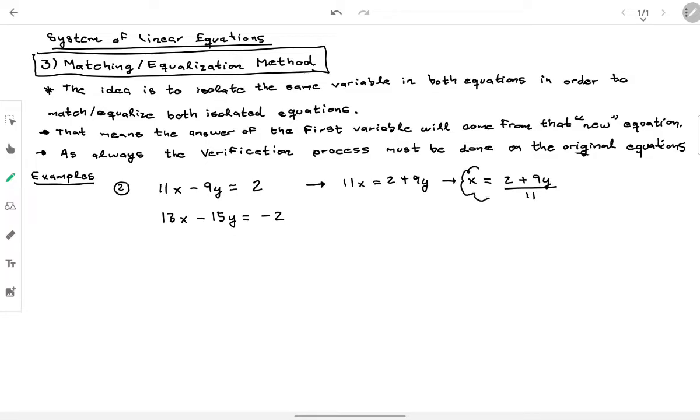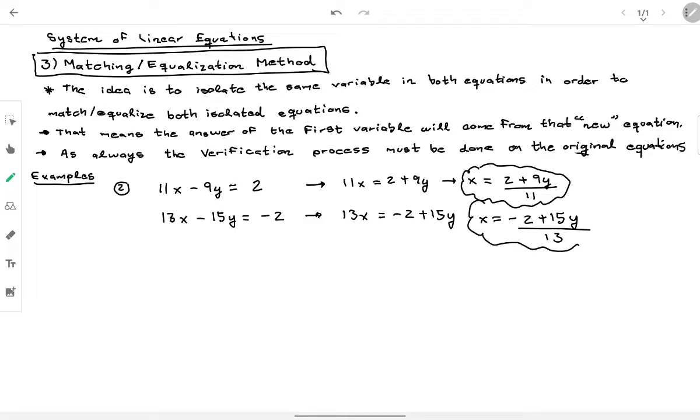So we have already isolated the x. We need to do the same on the second equation. It's going to be 13x equals minus 2 plus 15y. X equals minus 2 plus 15y, all of it divided by 13. After having the same letter isolated, remember we need to match our equations, and it's going to be 2 plus 9y, divided by 11, equals minus 2 plus 15y, all of it divided by 13.